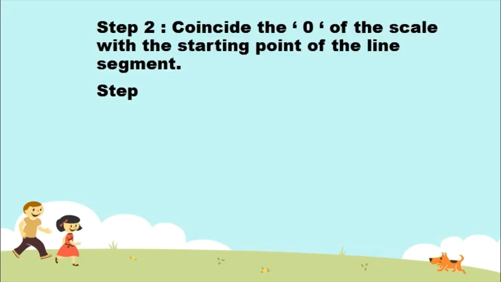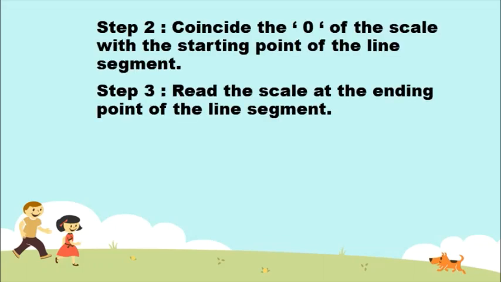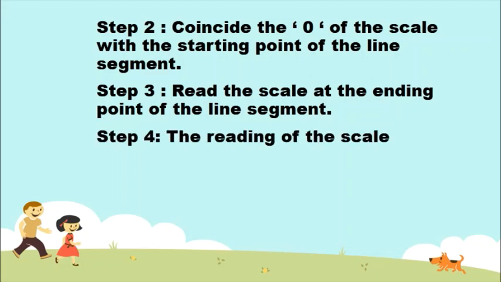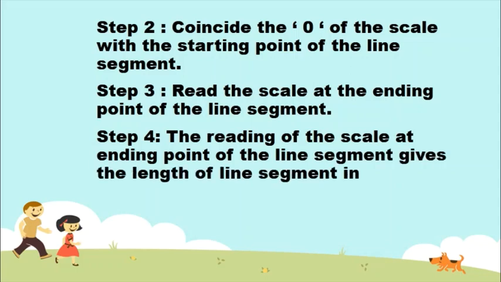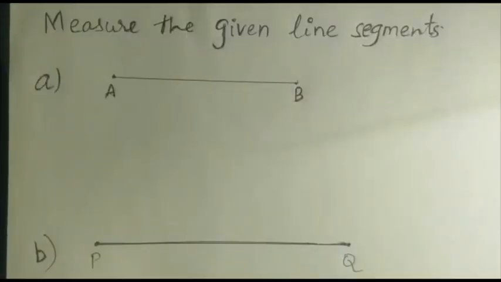Step 2. Coincide 0 of the scale with the starting point of the line segment. Step 3. Read the scale at the ending point of the line segment. You see what is the number coinciding with the ending point of the line segment. Step 4. The reading of the scale at the ending point of the line segment gives the length of the line segment in centimeters.